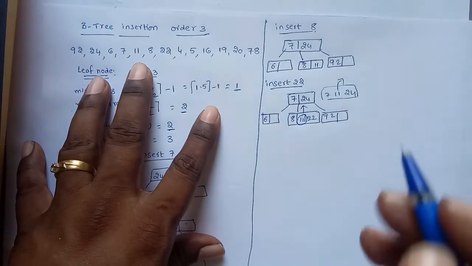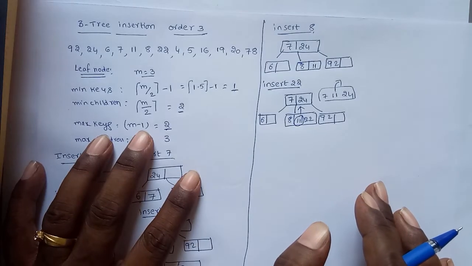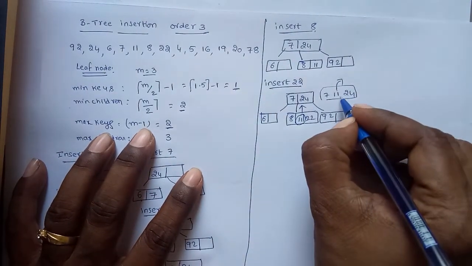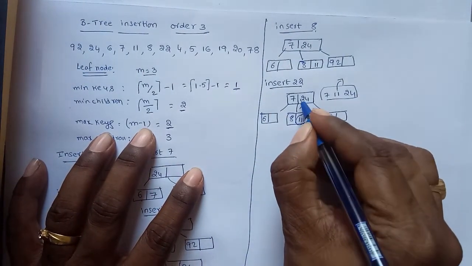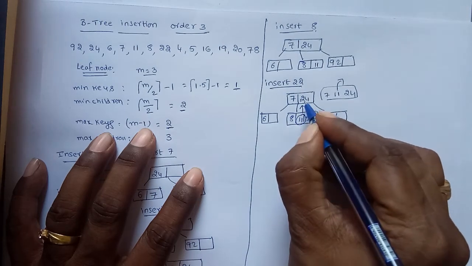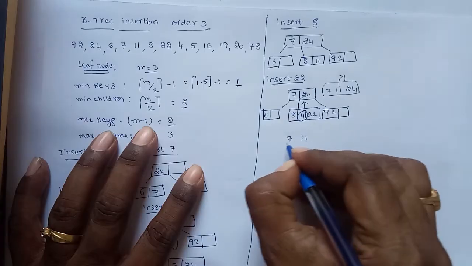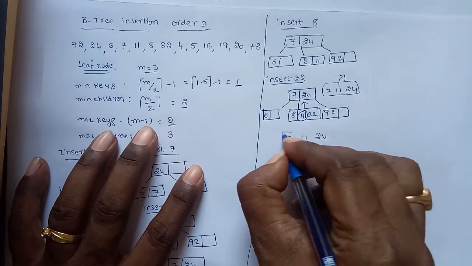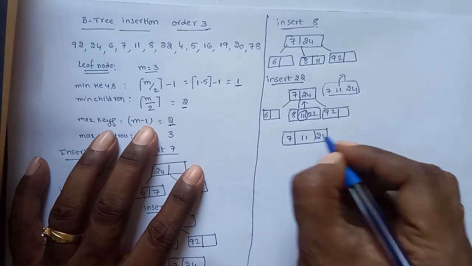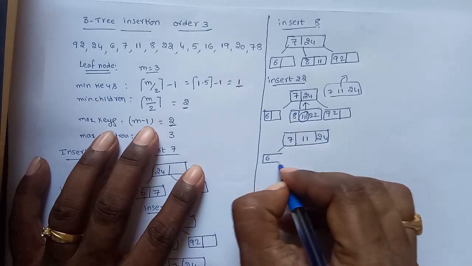Again, move this node to the parent. Okay? Move this node to the parent. That means what happens? First 11 is moved to this position. If 11 is moved to this position, suppose I will draw 7, 11, 24. This is as it is.